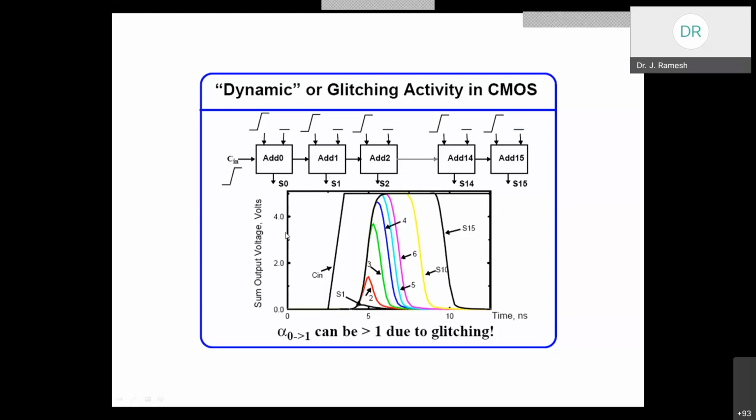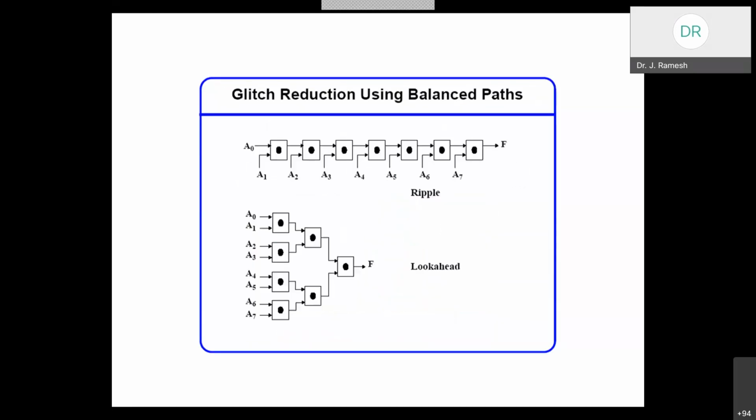So glitching activity should be avoided. Unwanted switching should be avoided, otherwise it will consume power, the glitching power. Next, we'll proceed to the next one.